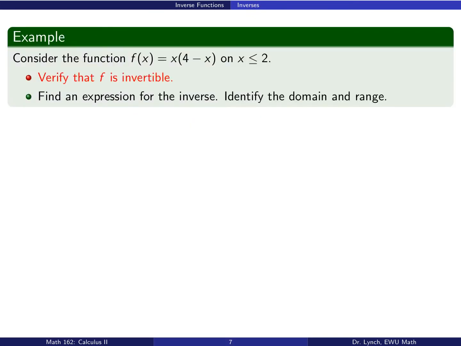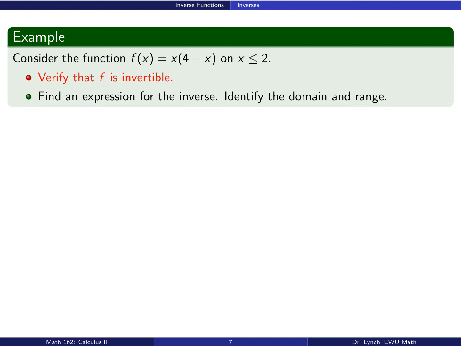So here's an example. Let's go ahead and have a look at the function f of x equals x times 4 minus x on the interval x less than or equal to 2. So the first thing we'll do is verify that this function is invertible by showing that the graph of the function is one-to-one. Now this function has sort of an unusual domain. It has a domain x less than or equal to 2.